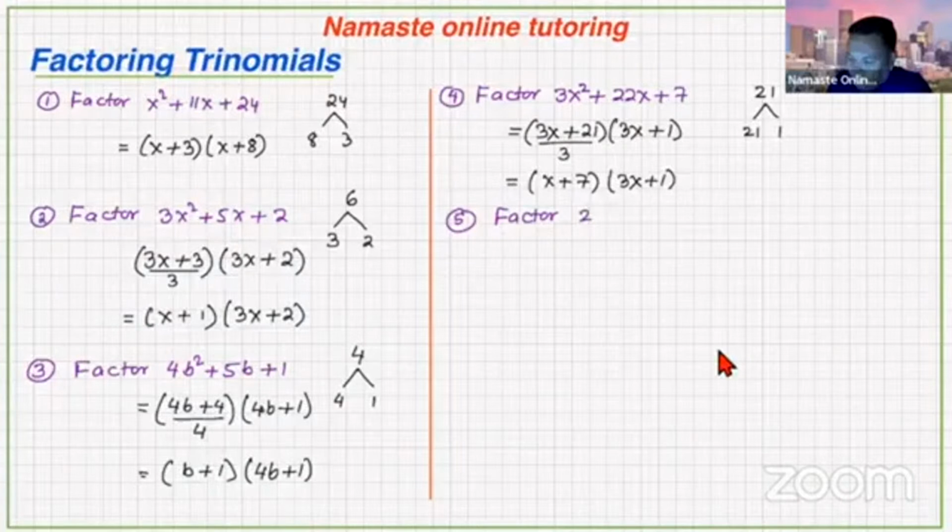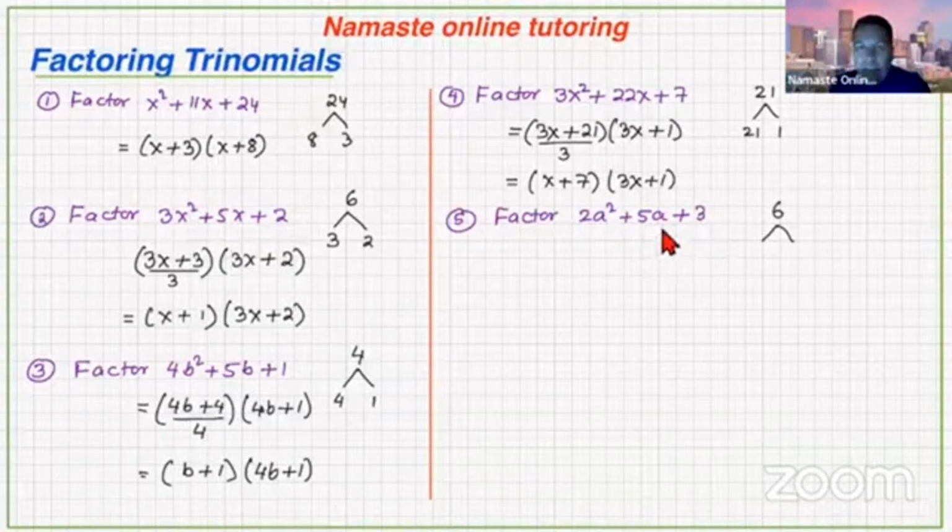Factor 2a squared plus 5a plus 3. Now, we know the technique. We multiply the leading coefficient with the constant, so that will be 2 multiplied by 3, that's 6. And then we have to find two factors of 6 that will add to 5. So those two numbers are 2 and 3, because 2 times 3 is 6, and 2 plus 3 is 5.